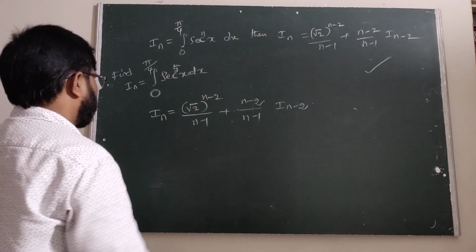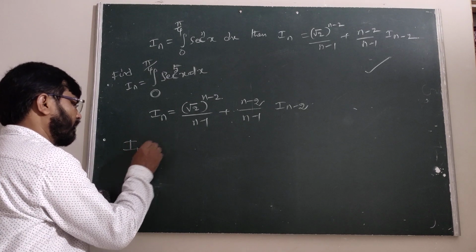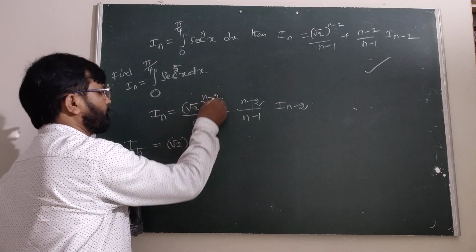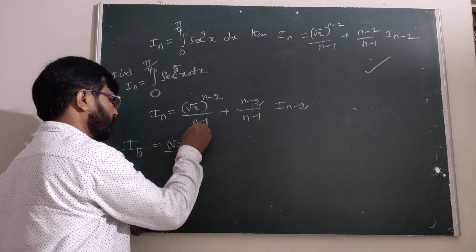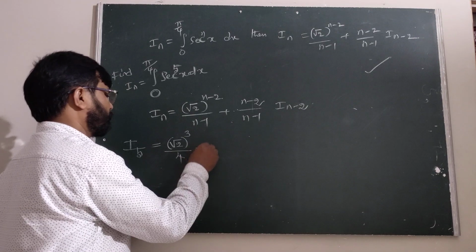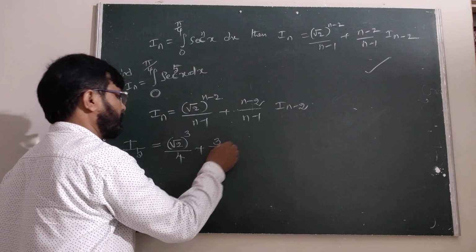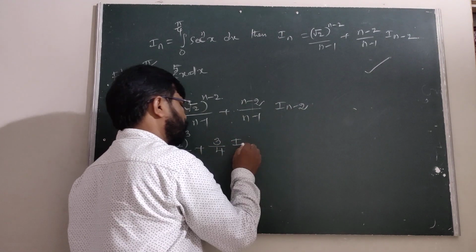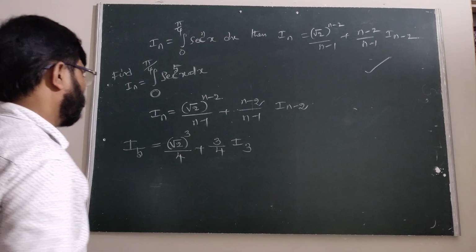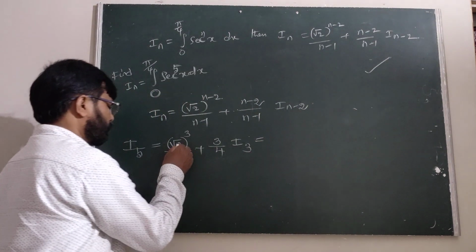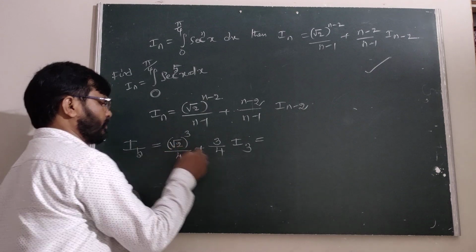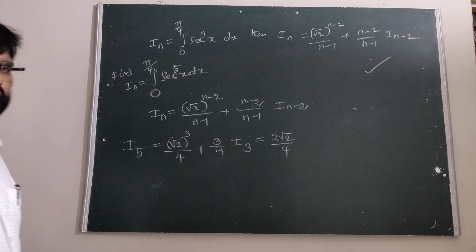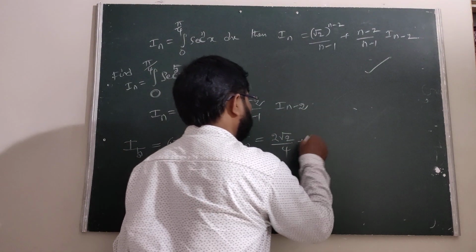Now the required is I5. That means root 2 whole power, 5 minus 2 is 3, over 5 minus 1 is 4. After that again 5 minus 2 is 3, 5 minus 1 is 4. We can write this as 2 root 2 by 4, plus 3 by 4.